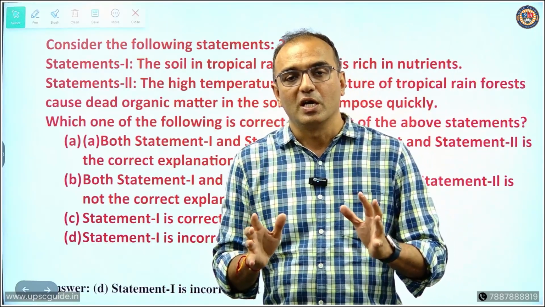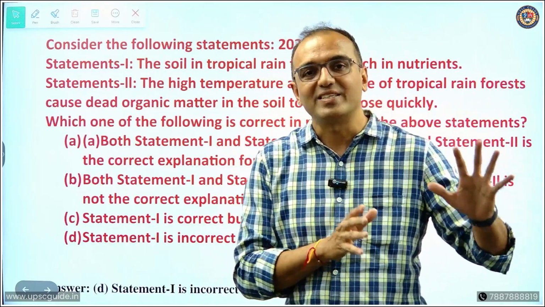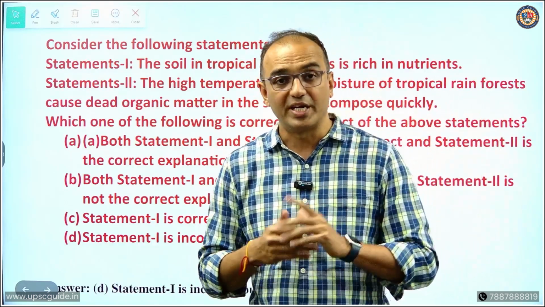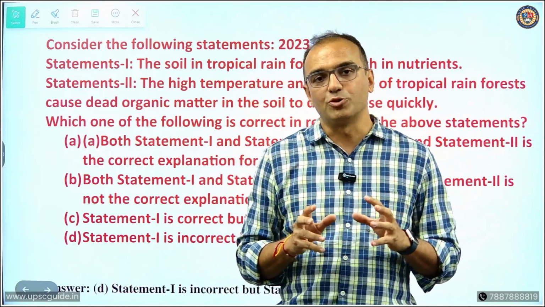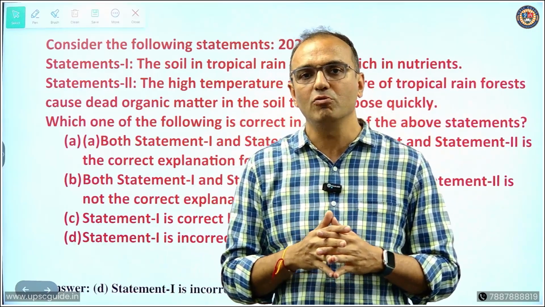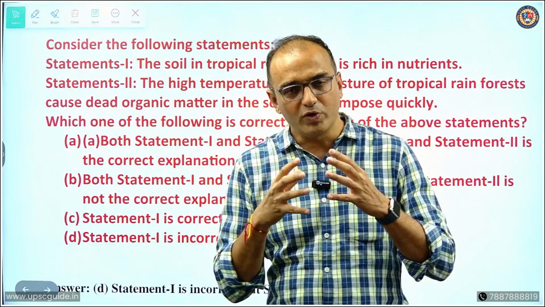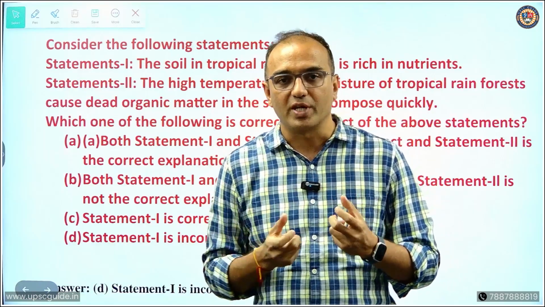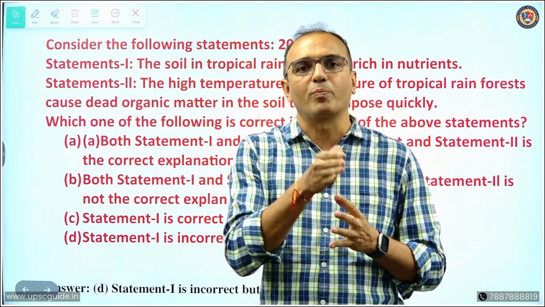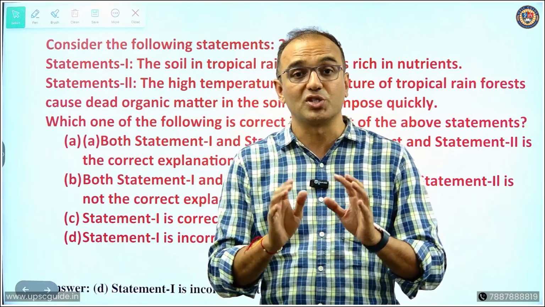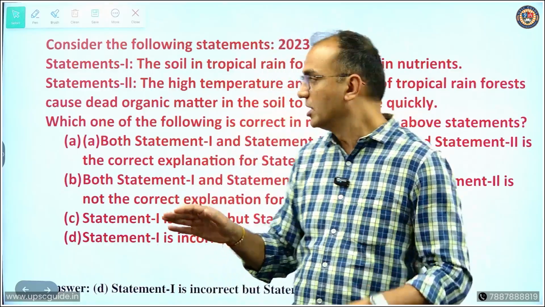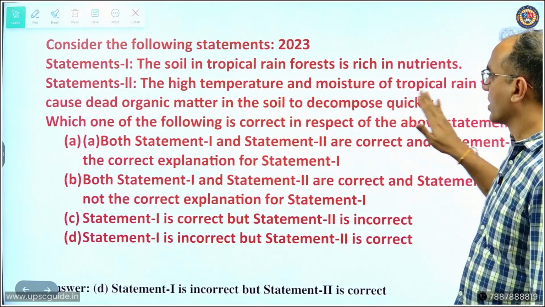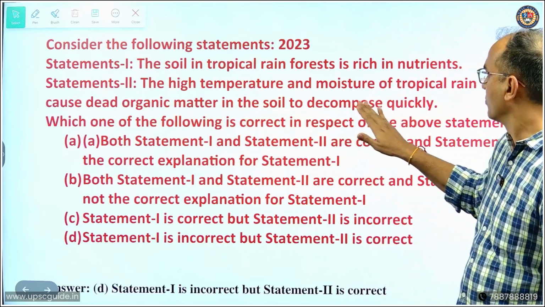Tropical rainforest has hot and wet type of climate, right? So heavy rainfall and high sunlight, radiation. This heavy precipitation results into leaching. So along with the heavy rainfall, the water, the nutrients in the soil get washed away. That is why the soil in tropical rainforest or equatorial rainforest is generally poor. It is not very rich in nutrients. So first statement doesn't seem to be correct. Statement 2, the high temperature and moisture of tropical rainforest cause dead organic matter in the soil to decompose quickly.